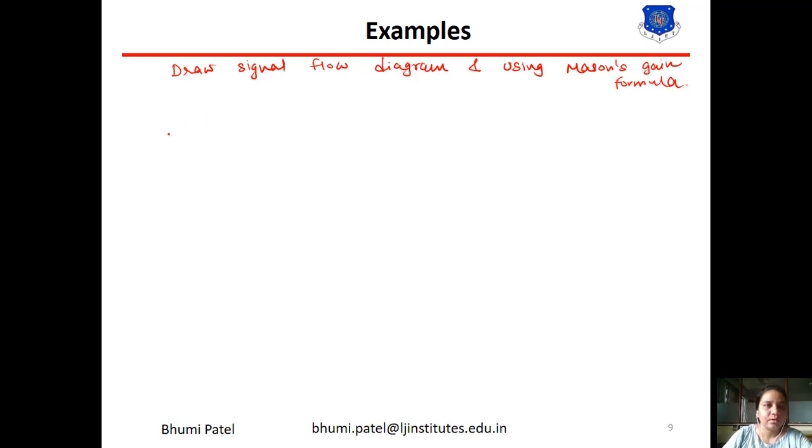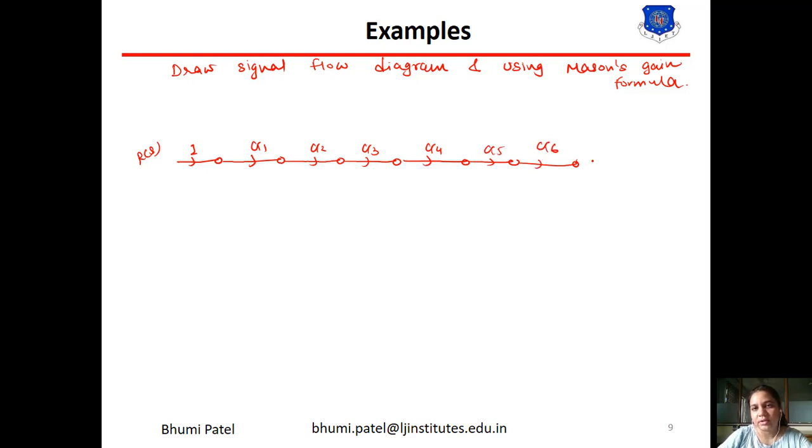So here the example is given. This is the model of the system. Suppose this is our output signal. The first gain is 1, then G1, G2, G3, G4, G5 and G6. And this is our output signal.